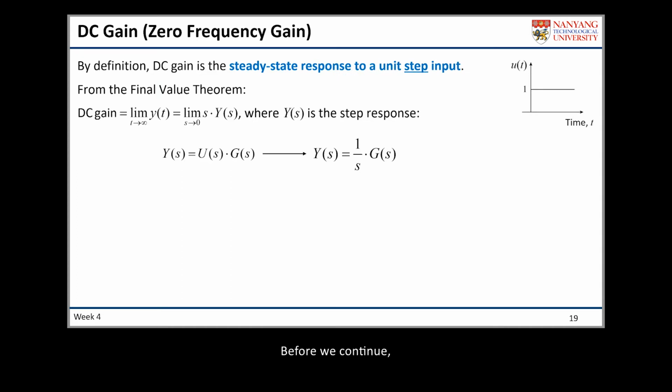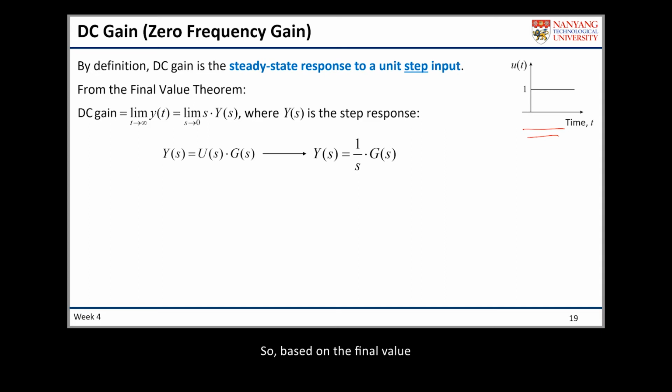Before we continue, let me introduce one new terminology. This is called a DC gain. So what is a DC gain? By definition, DC gain is the steady state response, or the final value of the output, when you give a unit step input to the system. Still remember what a unit step input is? Unit step input is a constant input where the constant is equal to 1, as you can see on the right hand side of this slide.